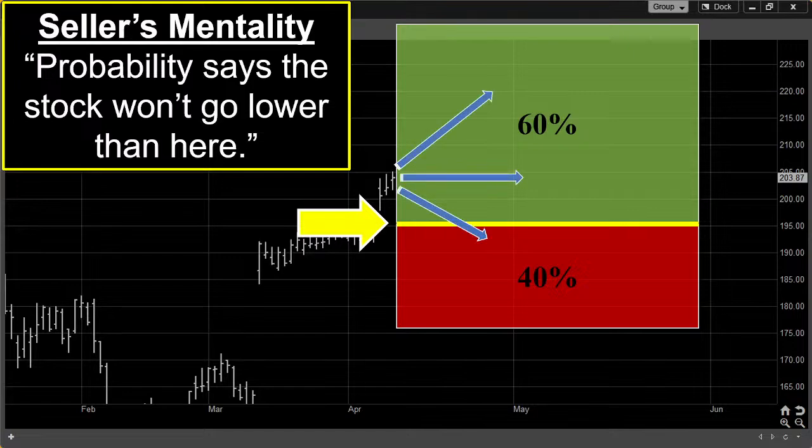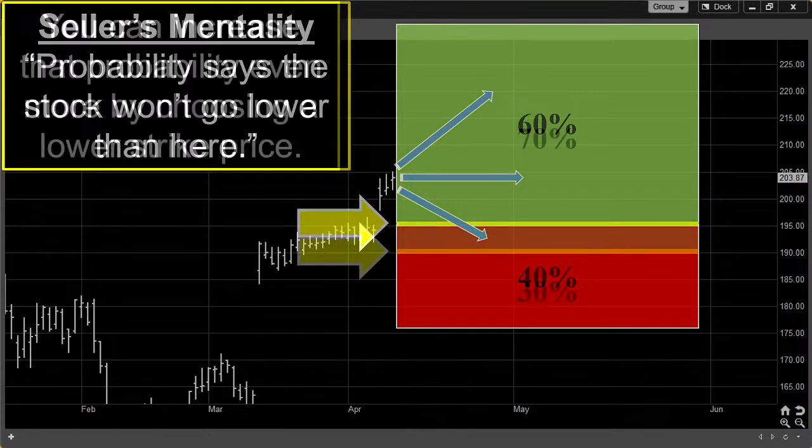Think about what that does. You pick that price of 195, and as long as A, the stock goes up, you'll make money. But if the stock goes sideways, you still make money. And as long as the stock stays above 195, you're still going to make money. So that arrow going sideways, that arrow going down, you'd be a loser as a buyer. But as a seller, you're allowing this stock to move in different directions and still have the probability of winning. Right off the bat, probability is in your favor.